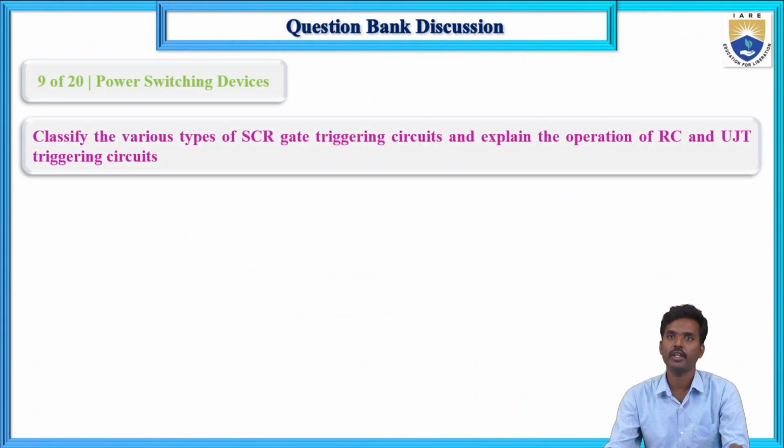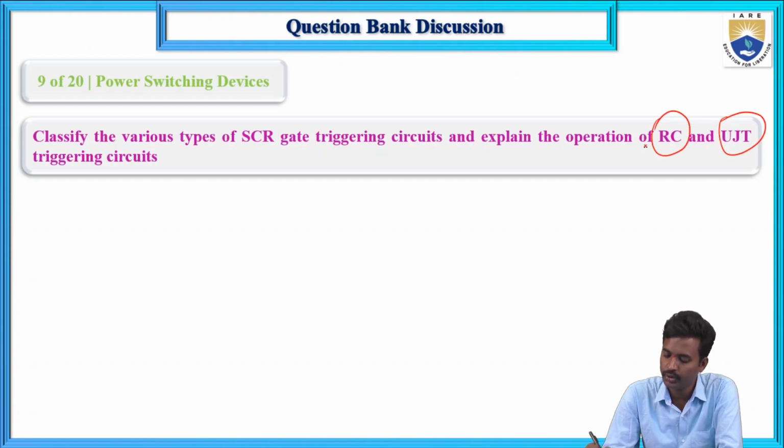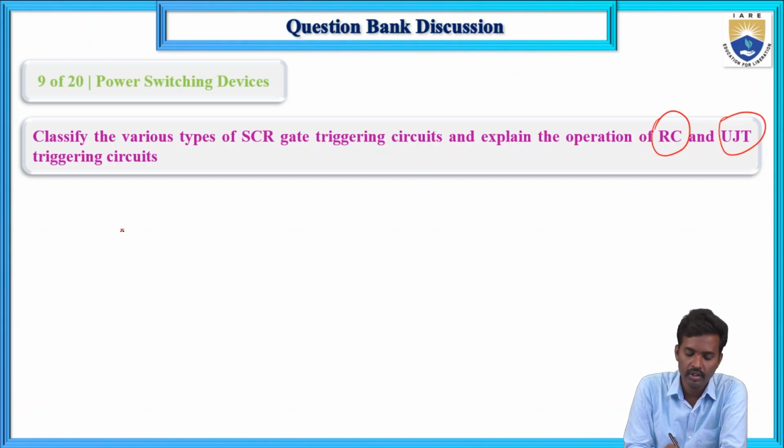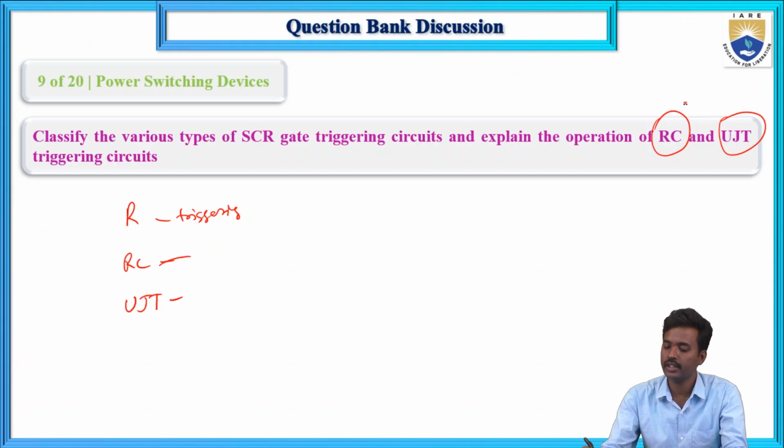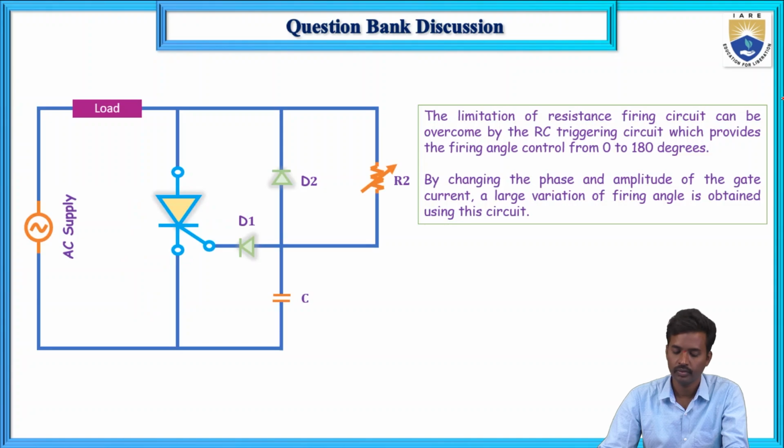Next, classify various types of gate triggering circuits and explain the operation of RC and UJT. So here there are R triggering, RC triggering and UJT triggering. Here is the RC triggering explanation and UJT.